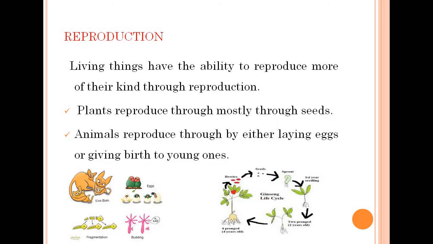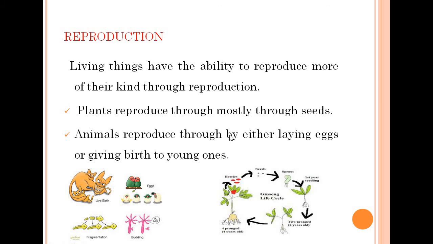Reproduction. Living things have the ability to reproduce more of their kind through reproduction so that the continuity of species can be maintained. Plants, how do they reproduce? Plants reproduce mostly through seeds. There are also several other ways through which plants can reproduce, but most of the reproduction in plants takes place through seeds.